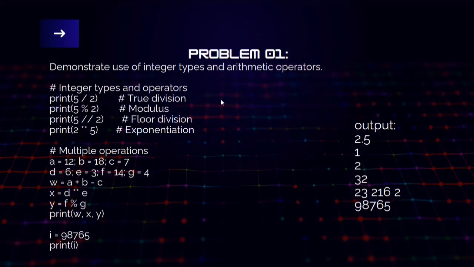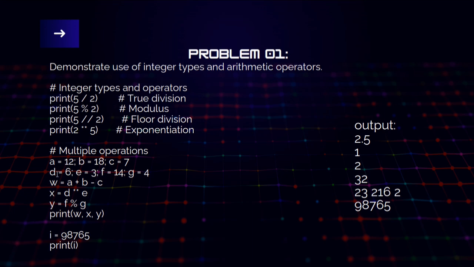So here are a few questions based on today's explanation. The first problem is to demonstrate the use of integer types and arithmetic operators. Print 5 true division 2 will give the output 2.5. Print 5 modulus 2 will give the output 1. Print 5 floor division 2 will give the output 2. Print 2 double star 5 is the exponential, means 2 to the power 5, will give the output 32.